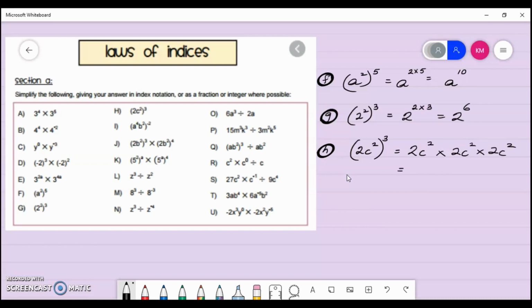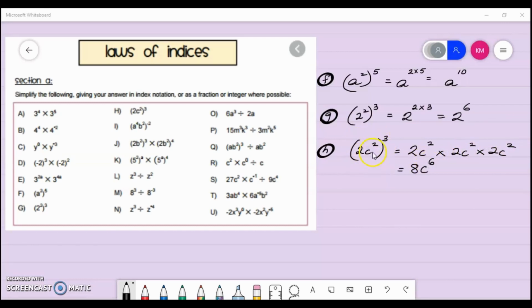So what we will get is 2 multiplied by 2 multiplied by 2, and that is going to give us 8. And then c is going to be raised to the power of 6. Why 6? Remember, when we are multiplying and we have the same base, we simply add our powers. So we get 2 plus 2 is 4 plus 2 is 6.